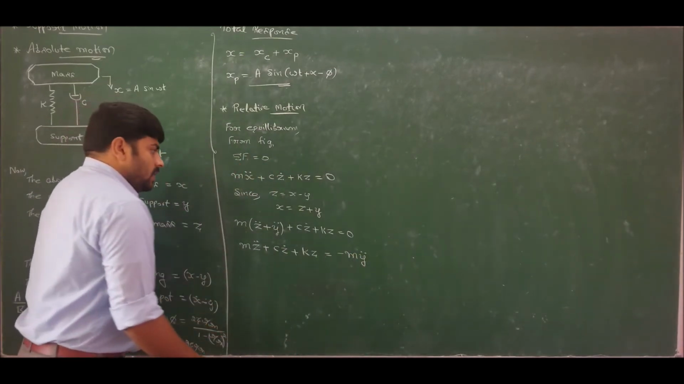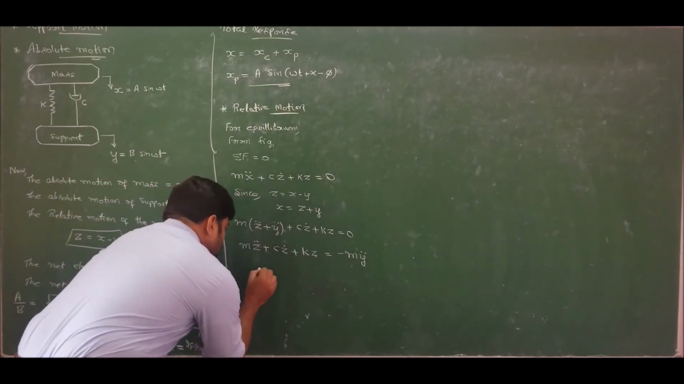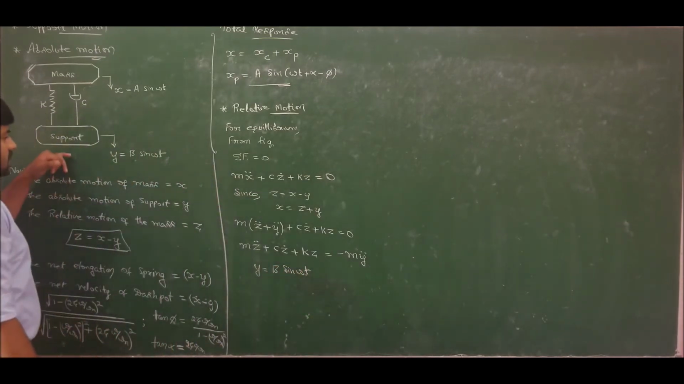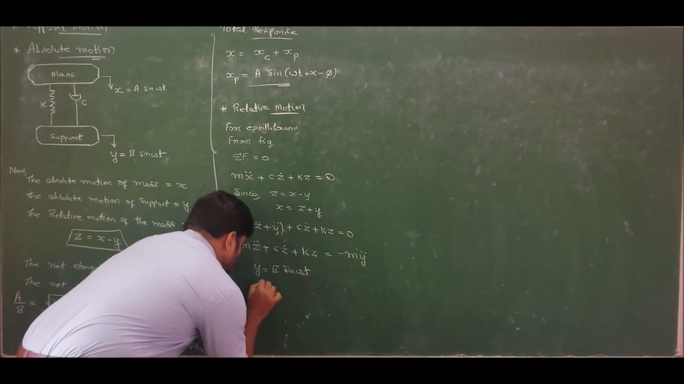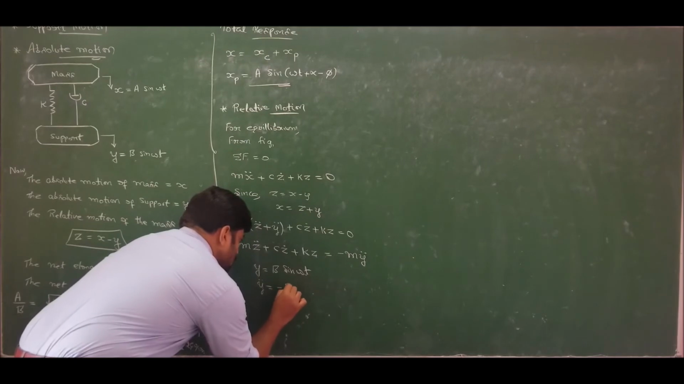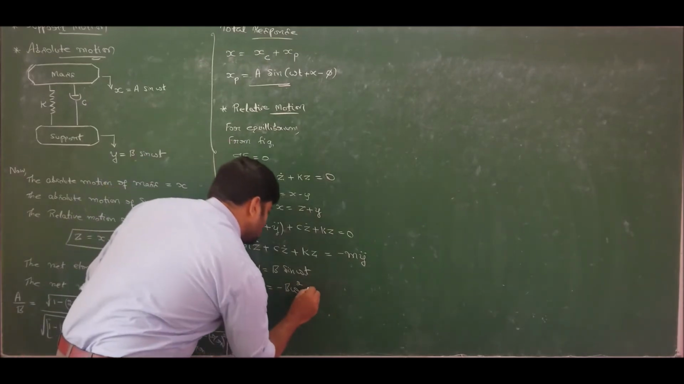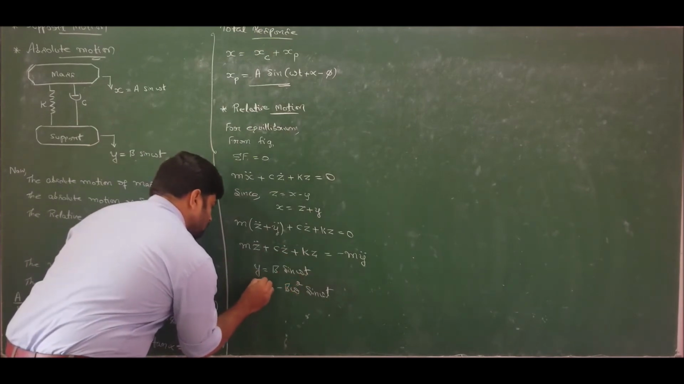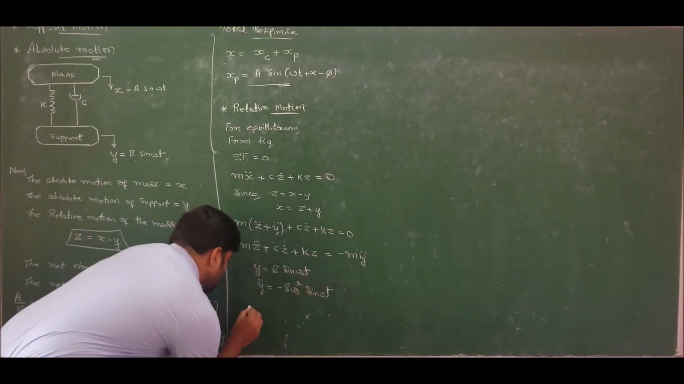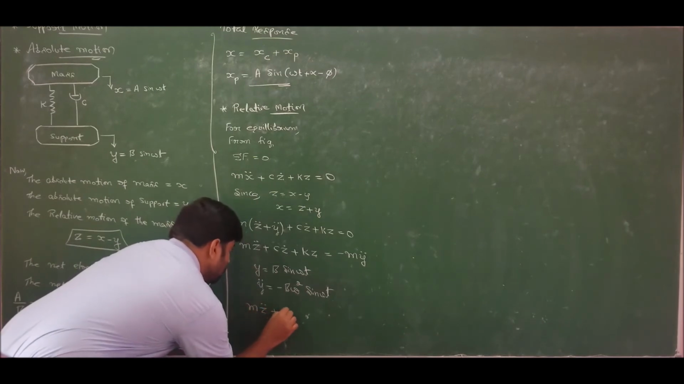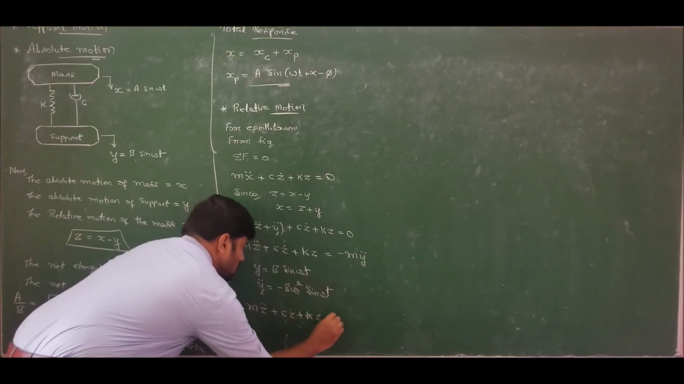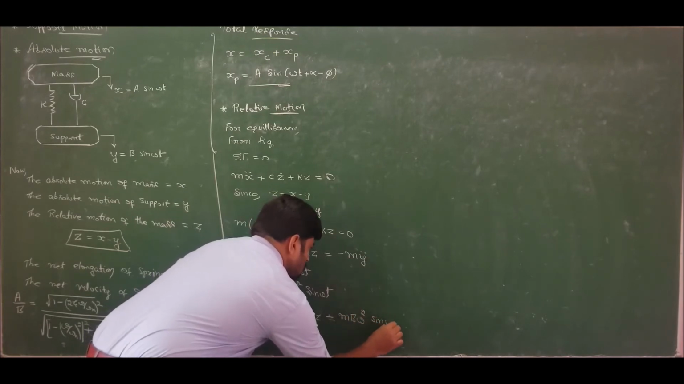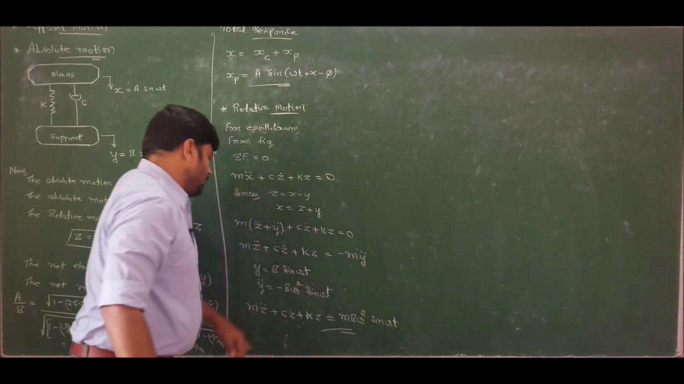Now what is the value of m y double dot? What is the value of y? Y is already known. Y is equal to b sin omega t. That is the excitation. So therefore y double dot will be equal to minus b omega square sin omega t. Make the substitution. If I make the substitution, what I am going to get? m z double dot plus c z dot plus k z is equal to m b omega square sin omega t.